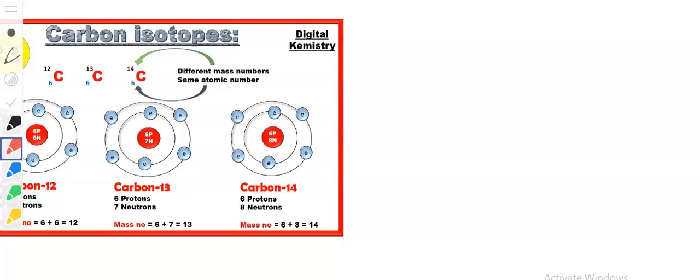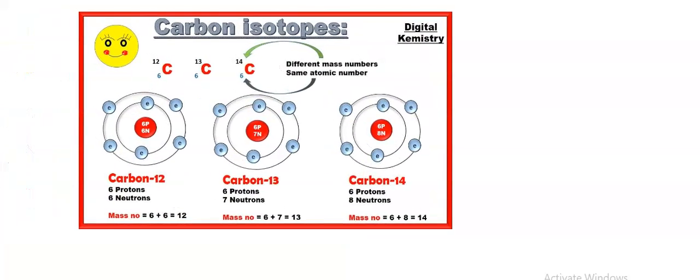Let me move this a bit so it can be more clear to see. There it is. Very good. So here I have 3 examples of isotopes of carbon. Normally carbon, stable, you have here carbon 12. So carbon 12 has 6 protons and 6 neutrons. When you have the mass number, 6 plus 6 is 12. Let me write that down here. 6 plus 6 equals 12.